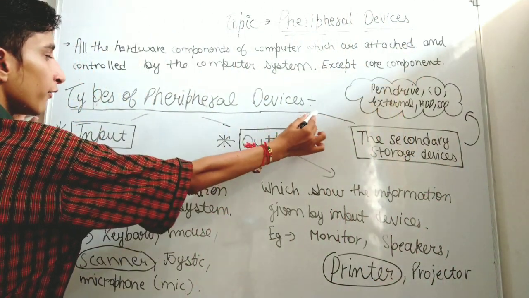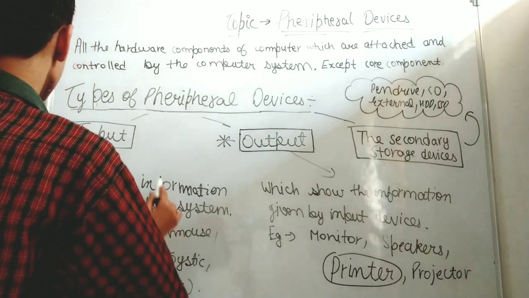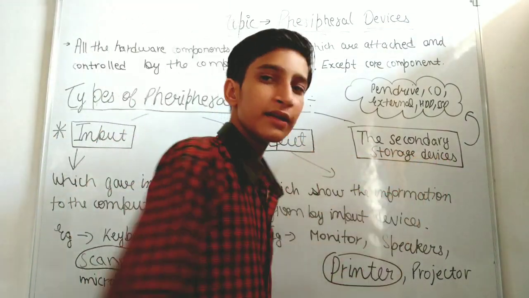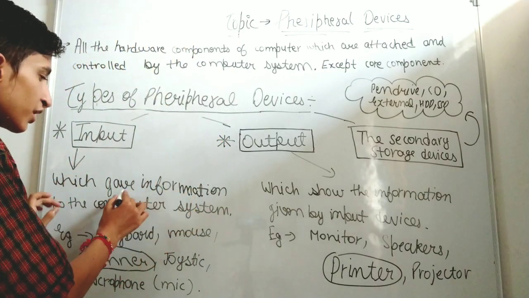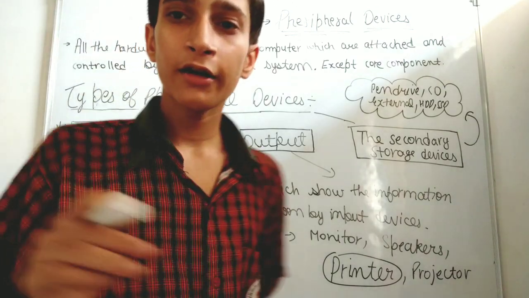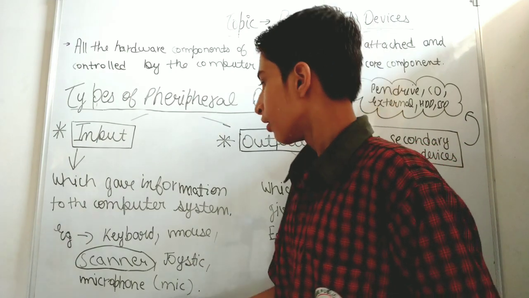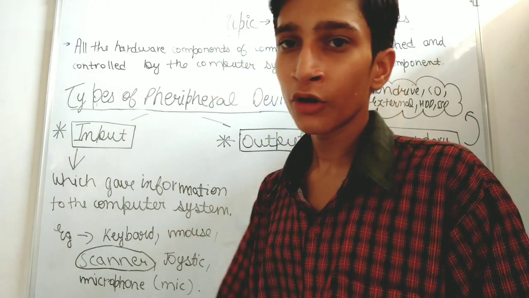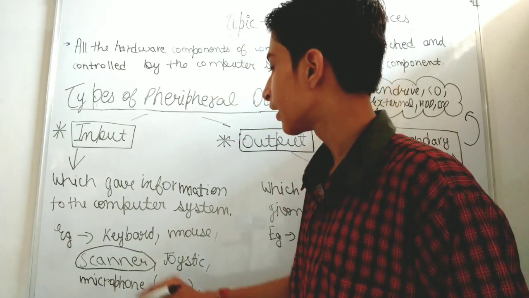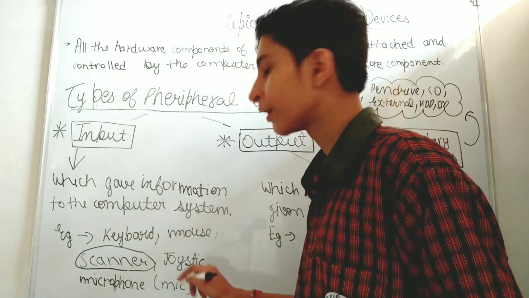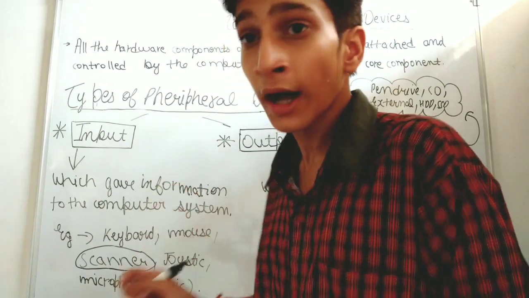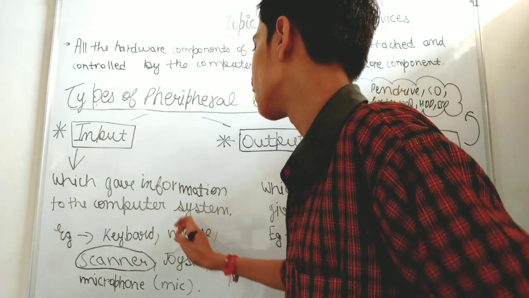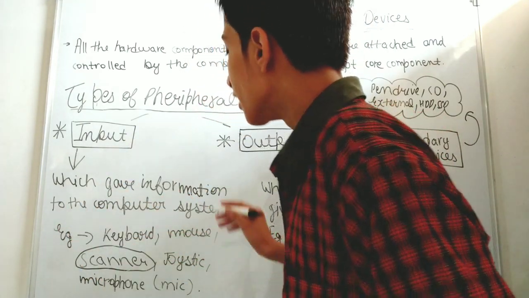Now about the types of peripheral devices, there are three types: input, output and secondary storage devices. Input devices are those which give information to the computer system. For example, keyboard and mouse. In the keyboard we have keys to write something and it gives information to the computer, and in the mouse you click and the program opens, meaning you are giving information to the computer system. That is why they are known as input devices.